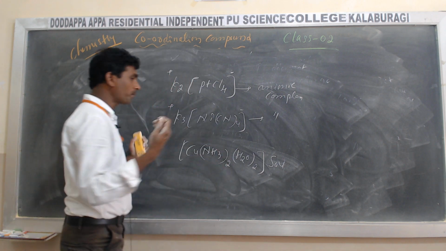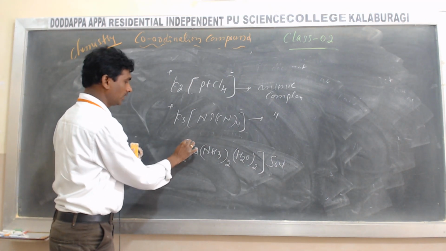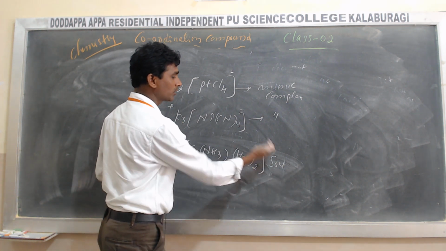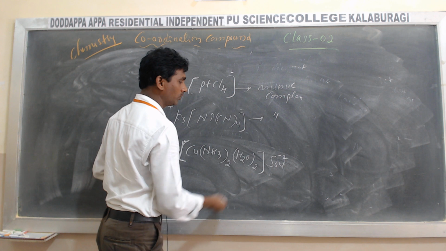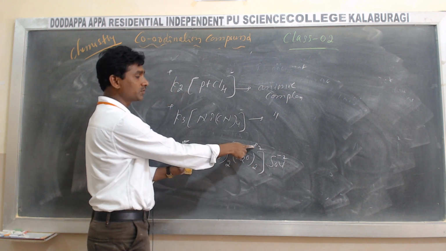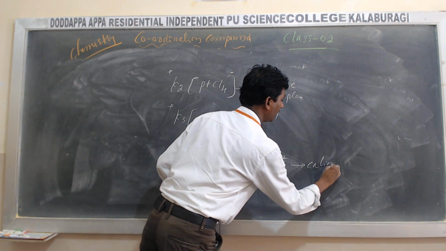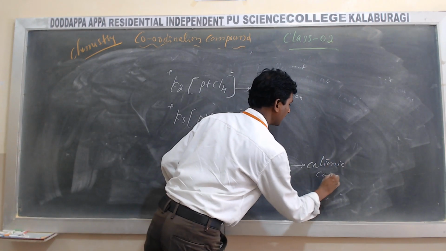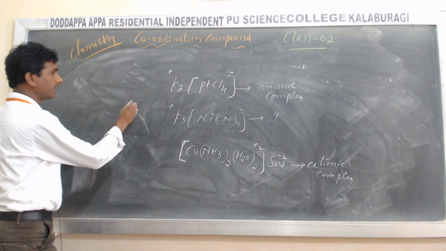So what type of complex is here? Which is the counter ion? SO4 is the counter ion, and SO4 is negative. So the coordination sphere, or complex ion, is positive. So no doubt it is a cationic complex. Cationic complex.